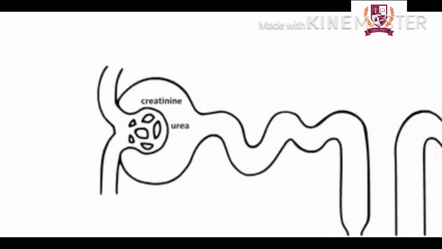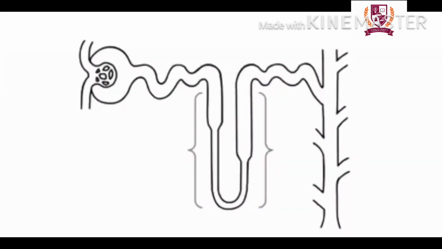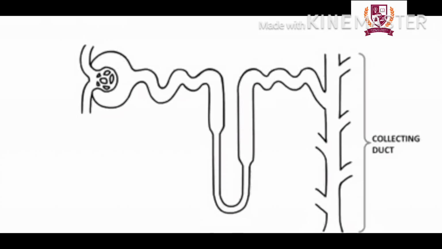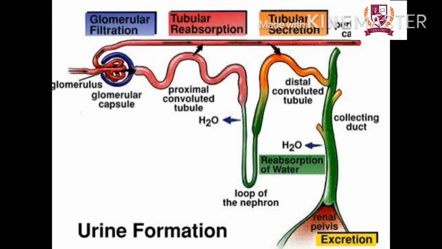The filtered liquid then passes through the twisted tube called proximal convoluted tubule or PCT, then leads to the Henle's loop, which has a descending limb and an ascending limb, and then into the distal convoluted tubule. And it finally leads to the collecting duct. Now, let us see the process of urine formation.